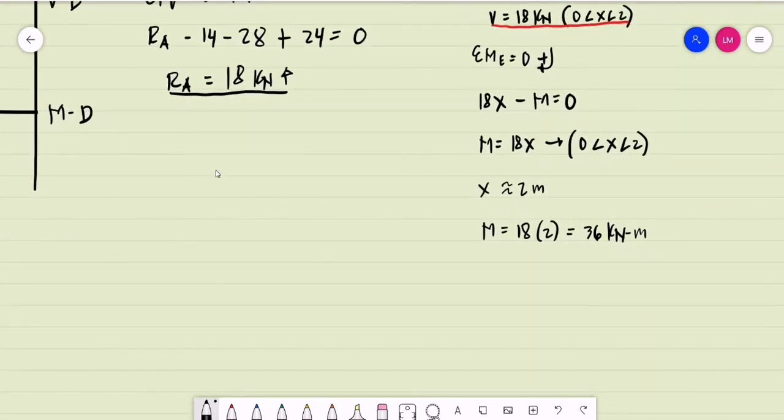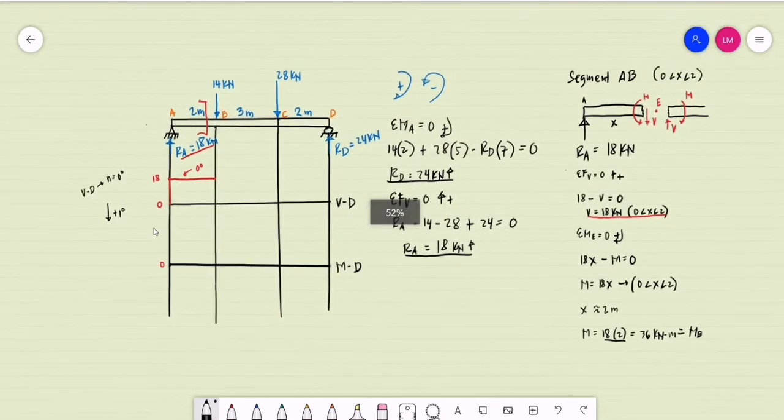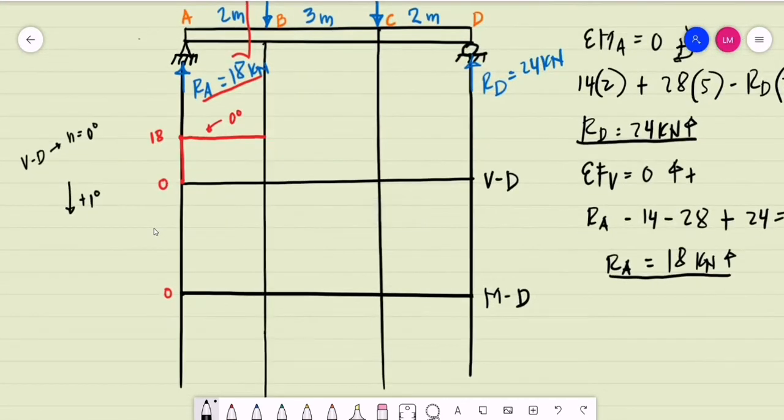Then, what will be the magnitude of the moment? This is basically the moment at point B, 36 kilonewton meters, since that is at a distance of 2 meters. So this is a 0 degree shear diagram, so the moment diagram will be a first degree graph. The degree of the moment diagram should be first degree, starting from 0.